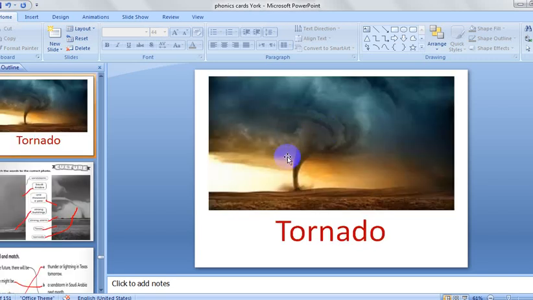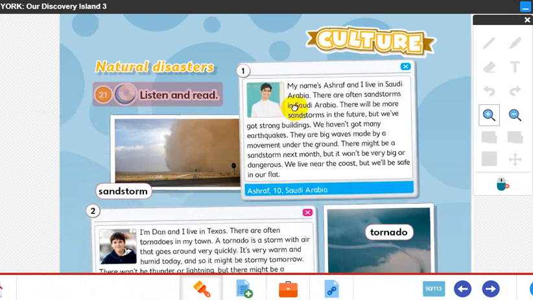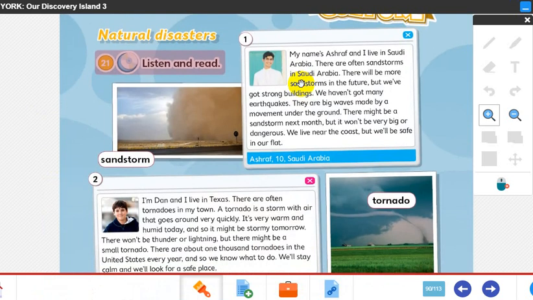Here we have a tornado, and a tornado is a storm with air that goes around very quickly, right? So our lesson today, as I told you, is about some kinds of natural disasters. May Allah Almighty bless all of us and our countries and protect us from all kinds of evils, disasters, and epidemics.